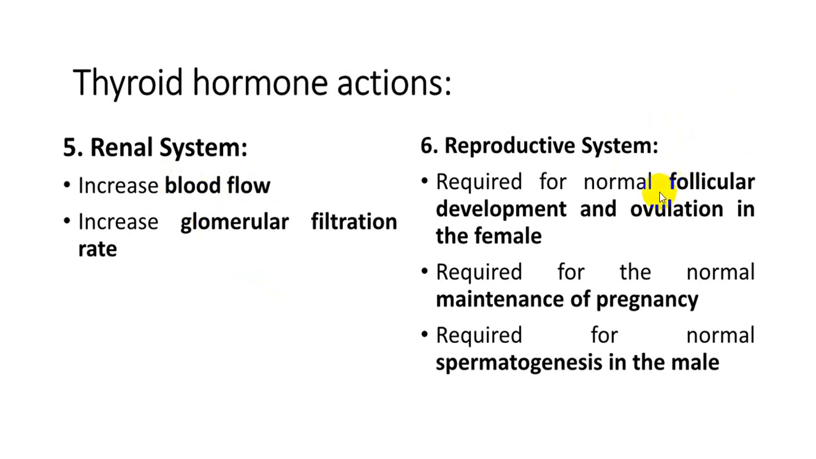On the reproductive system, it takes part in development of the reproductive organs and ovulation in females. So in decreased level, you will have infertility. Thyroid hormone is required for maintenance of pregnancy. So in deficiency of thyroid hormone, it can result in abnormality or complication during pregnancy. And it is also required in males for spermatogenesis. So absence or lack of thyroid hormone in males can result in azoospermia and can result in infertility.